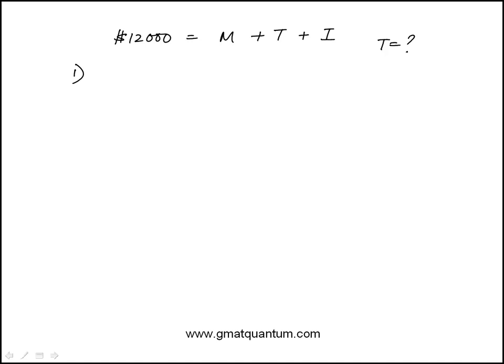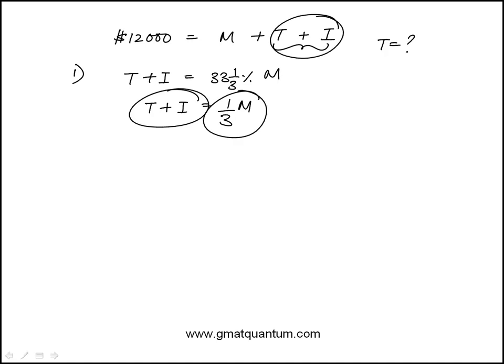Statement 1 says the total amount that Arturo spent on his real estate taxes and home insurance, T plus I, was 33 1/3% of the amount he spent on mortgages. So 33 1/3% is really just a third. So with this, we know T plus I is 1/3 M. We can replace that here, and we can solve for M. So we'll know what M is, and that would tell us what T plus I is, but we don't really know the breakdown between T and I. So 1 alone is insufficient.